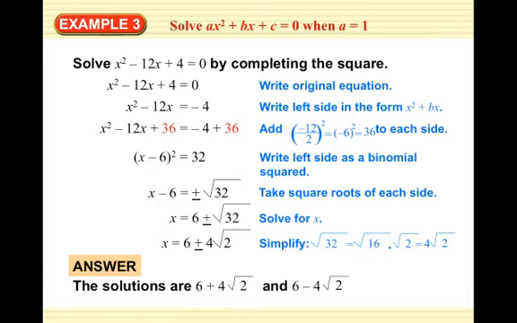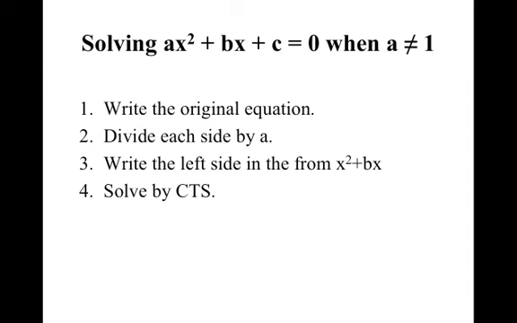So we have two solutions, 6 plus 4 square root of 2 and 6 minus 4 square root of 2. Now if you just want to write your final answer as 6 plus or minus 4 square root of 2, that's fine by me. Or you can write it out as the two separate solutions. Let's look at one more example and then we'll move on to video 2.